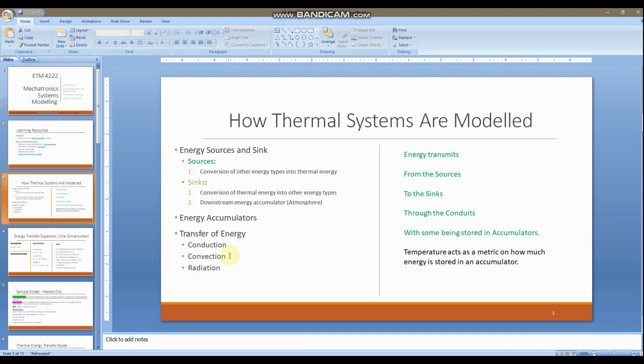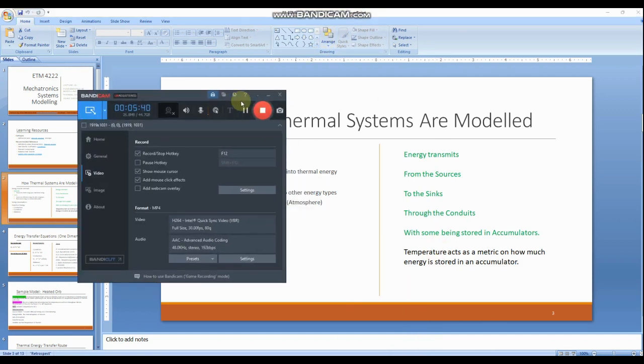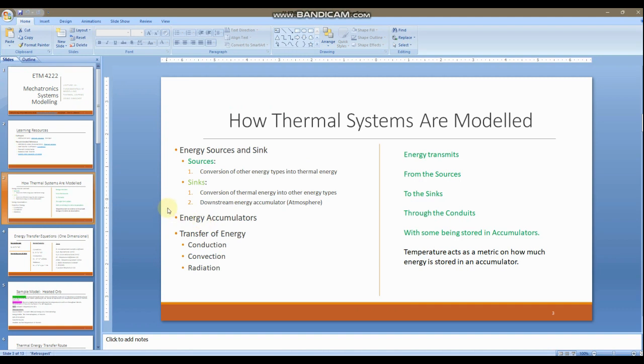Since in convection, the transfer of energy is predominantly due to bulk particle motion. And by bulk particle motion, I mean particles moving around. A concrete example for this would be a heated plate and the transfer of energy from that heated plate to the ambient environment.